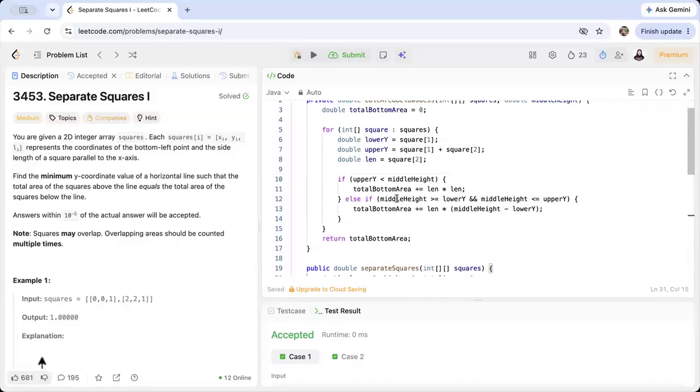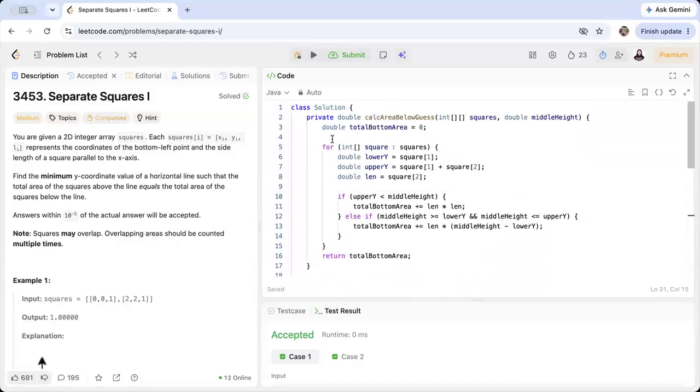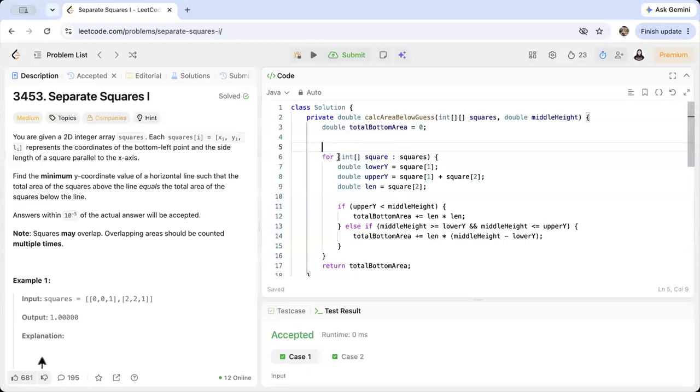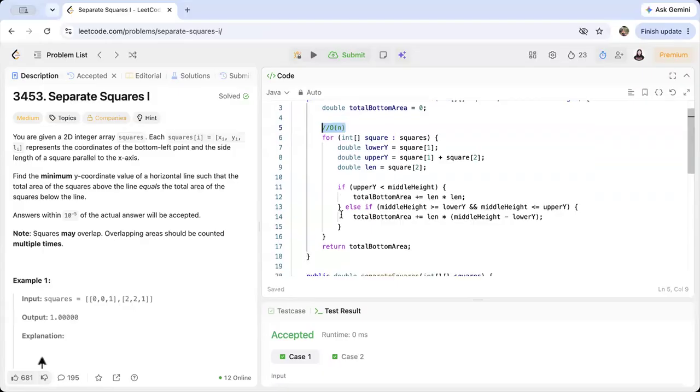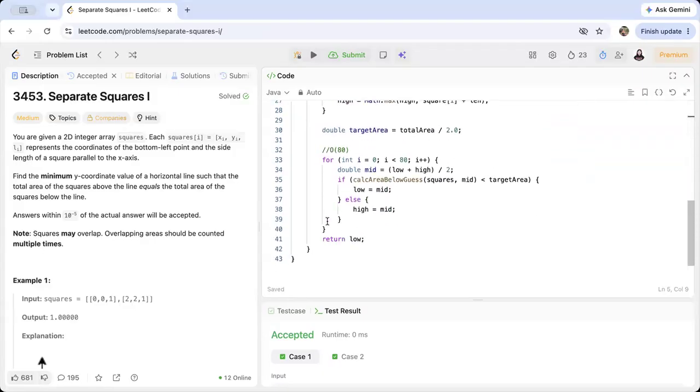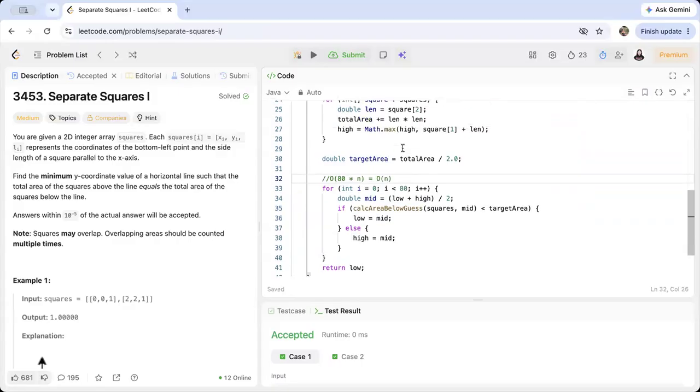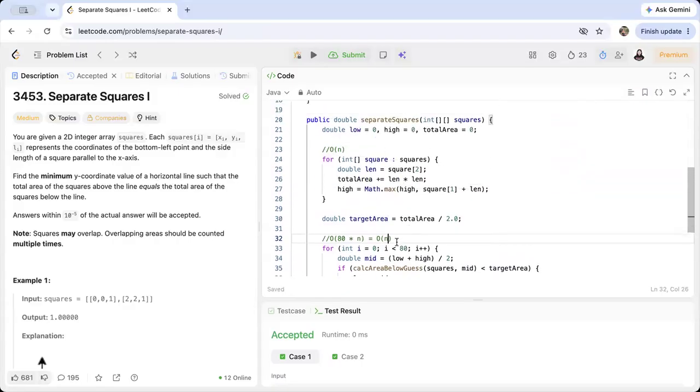So let's see what's the time complexity for this. In here, we actually run this for n number of times, if n is the number of squares that we have. So the time complexity is big O of n here. So the total time complexity for this block comes out to be 80 into n. Now, since 80 is a constant, we can say the time complexity of this is big O of n. The total time complexity is big O of n as well.